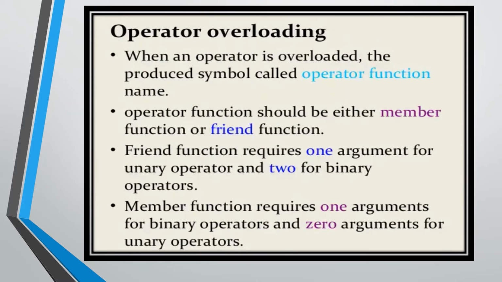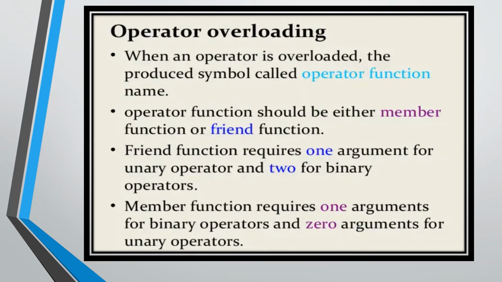Now some little things are there that we have to consider when we are going to write the program by using operator overloading. When an operator is overloaded, the produced symbol is called an operator function name. Suppose we write the program for the operator add, that is the addition we are going to perform. That addition symbol becomes the name of that function. It is called an operator function. Operator function should be either a member function or a friend function. So it will be the member function or it will be the friend function.